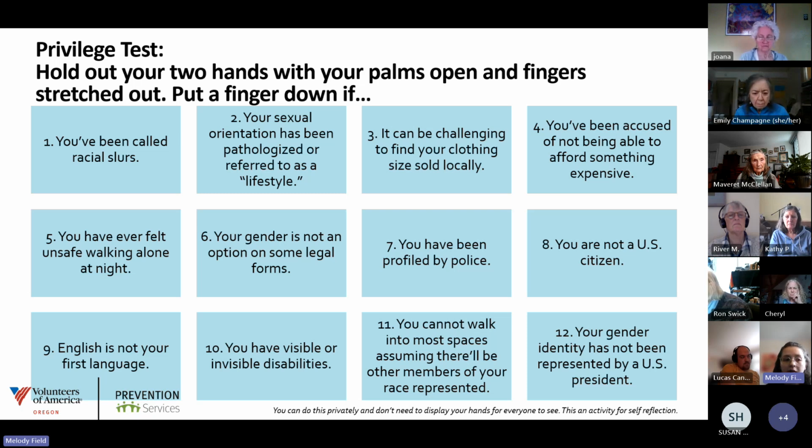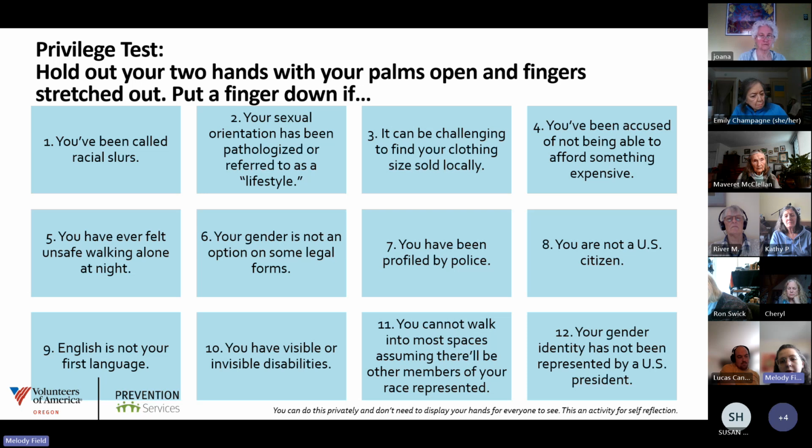Put a finger down if you've been called racial slurs. Put a finger down if your sexual orientation has been pathologized or referred to as a lifestyle. Put a finger down if it can be challenging to find your clothing size sold locally. Put a finger down if you've been accused of not being able to afford something expensive. Put a finger down if you've ever felt unsafe walking alone at night. Put a finger down if your gender is not an option on some legal forms.